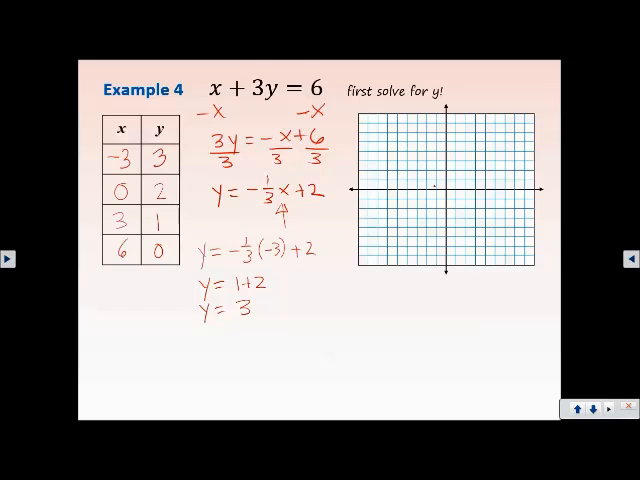Negative 3, 3 is up here. 0, 2; 3, 1; and 6, 0. Nicely line up in a line. I'm going to connect them, make my line nice and long. I'm going to use a ruler when I'm not using my tablet, and put arrows at the end.